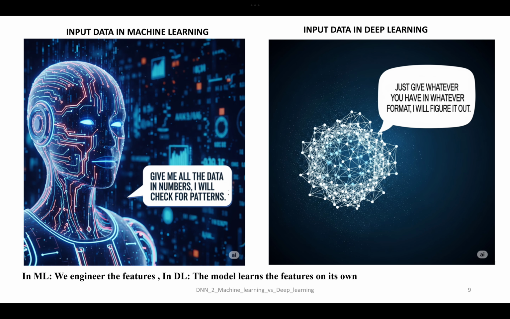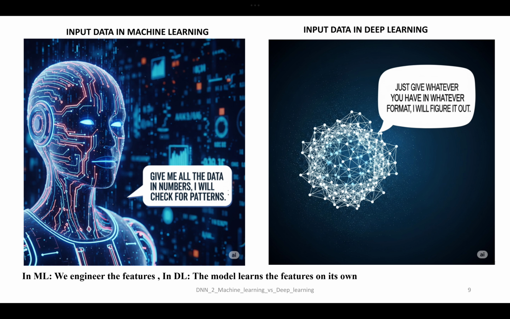So, it's like this. Machine learning is kind of picky. It wants everything in numbers, neat and clean, like a well organized Excel sheet. If you give it anything else, it's like, nope, I don't know what to do with this. So, we need to tell the model, hey, model, this is important. Focus on car age, fuel type, mileage.